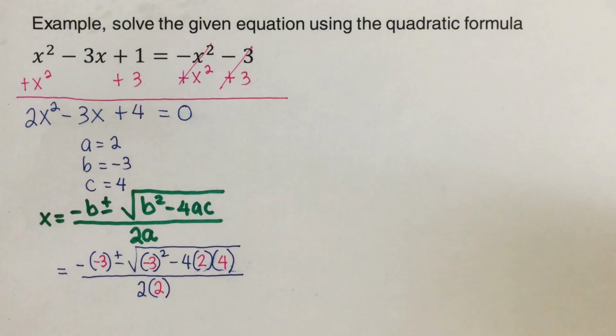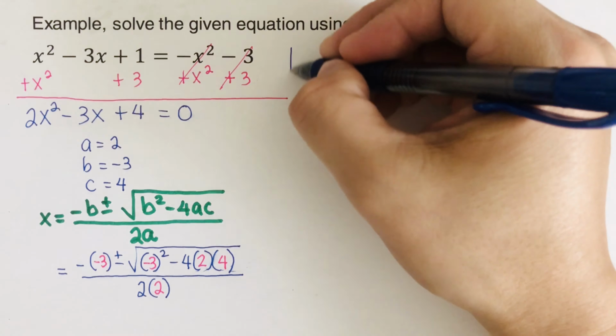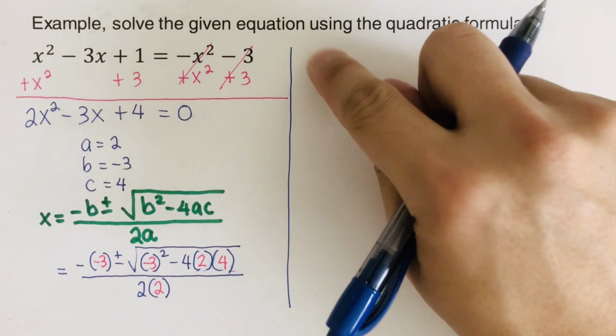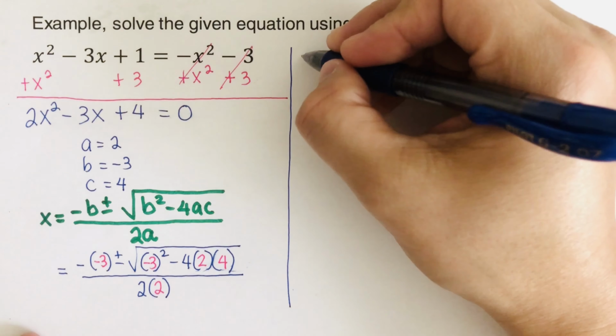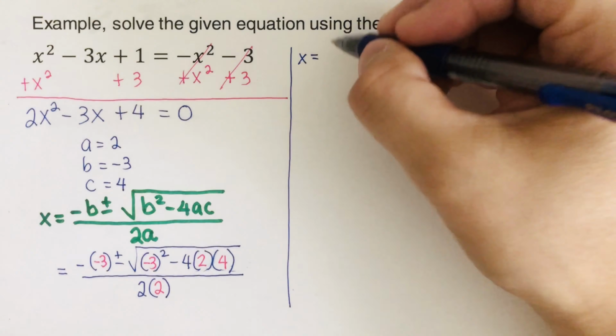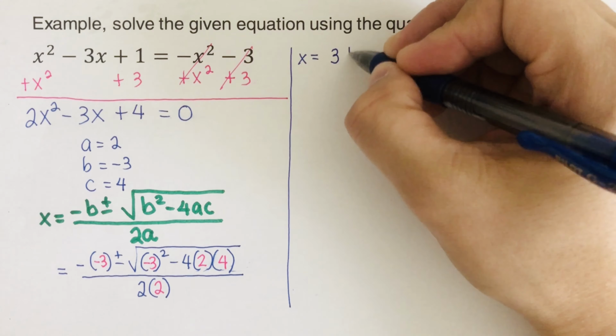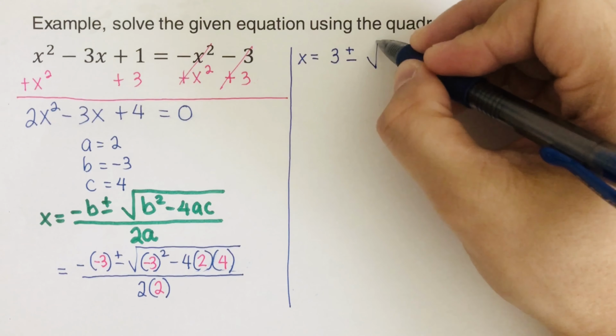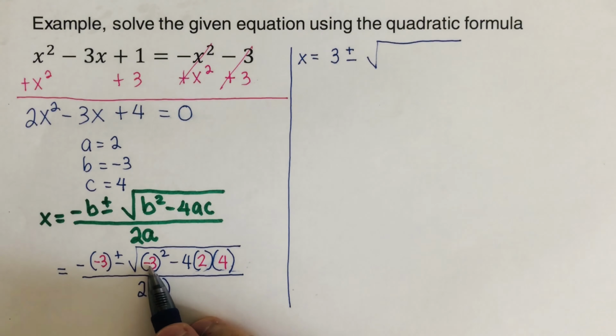So then from here, I can simplify this. Let's show the work on the other side over here. So this can be simplified as negative of a negative 3 is a positive 3. And then that's a plus minus square root of negative 3 times negative 3.